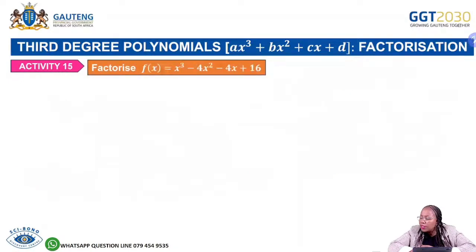Right, and then we are still on third degree factorization, grade 12. I want you to try this one in 3 minutes time, doing it on your own. You are welcome to use any method. You can use your synthetic division, you can use a long division, or you can use the short method that I've just explained to you.